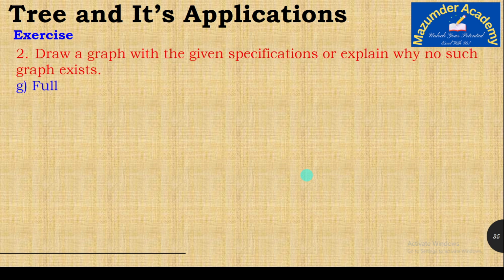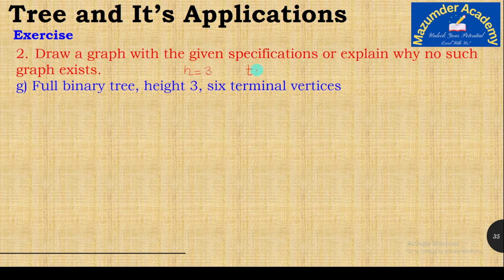Next question is a full binary tree, height 3, 6 terminal vertices. So you can see the question here, h equals 3 and t equals 6. As we know, the number of terminal vertices must be less than or equal to 2 power 3, and that is equal to 8. So t is less than or equal to 8 and my given condition t equals 6, so it is fine. Okay, so let us see the answer.